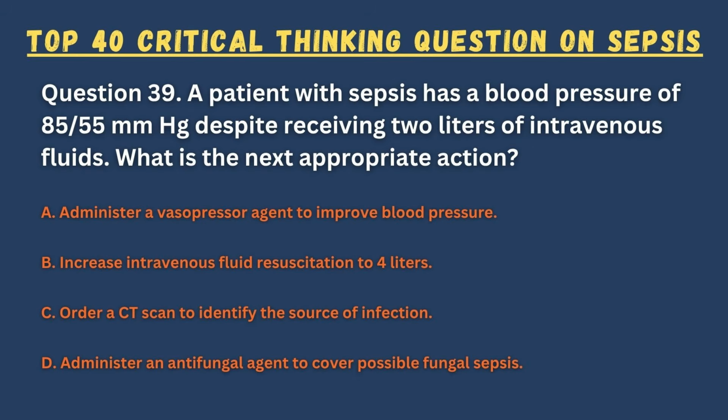Question 39. A patient with sepsis has a blood pressure of 85/55 millimeters of mercury despite receiving 2 liters of intravenous fluids. What is the next appropriate action? A. Administer a vasopressor agent to improve blood pressure. B. Increase intravenous fluid resuscitation to 4 liters. C. Order a CT scan to identify the source of infection. D. Administer an antifungal agent to cover possible fungal sepsis.